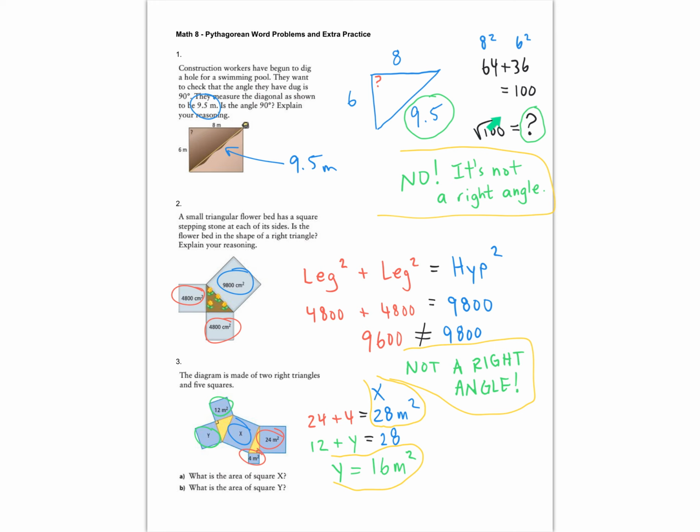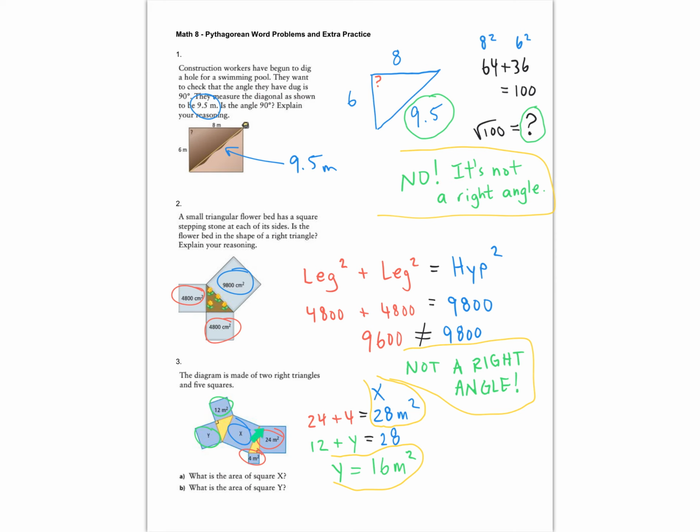Is the square root of 100 9.5? No, we know it's 10, so this means it's not a right angle. Okay? If this had been 10, then we're good to go. Here, the squares of the legs have to add up to give us that one. So 4,800 plus 4,800 is 9,600, which does not equal 9,800. So it is not a right angle flower bed. This angle right here is not 90 degrees.